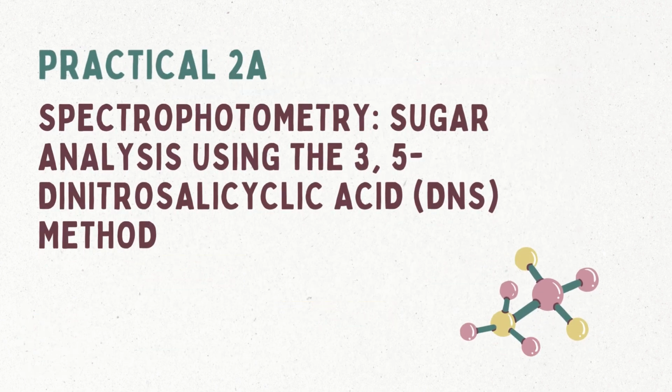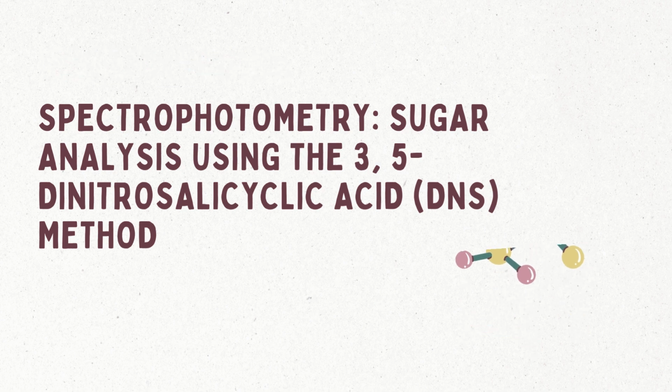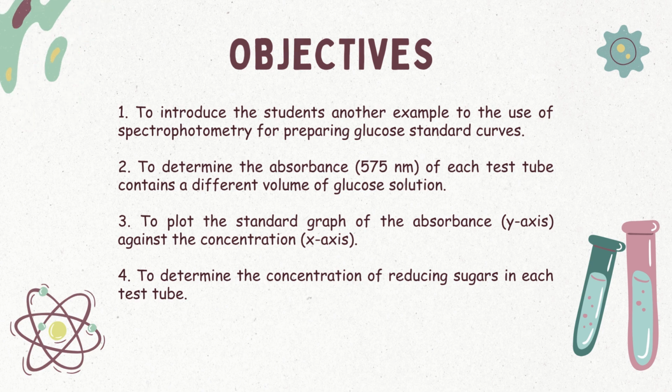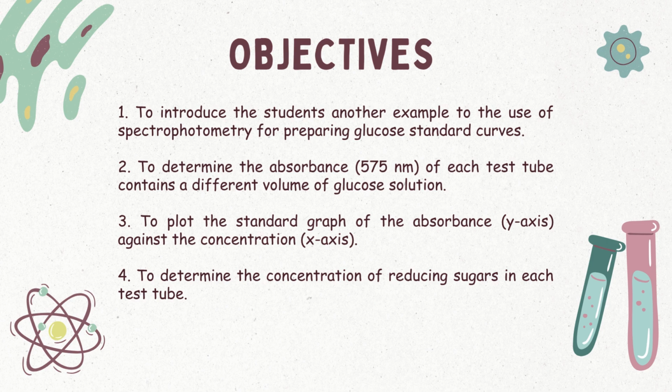This video is about Practical 2A, titled Spectrophotometry, Sugar Analysis using the 3,5-Dinitrosalicylic acid DNS method. The objectives of this experiment are to introduce the student to another example of the use of spectrophotometry for preparing a glucose standard curve. Second, to determine the absorbance of each test tube containing a different volume of glucose solution. Third, to plot the standard graph of the absorbance on the y-axis against the concentration on the x-axis. And the last objective is to determine the concentration of reducing sugars in each test tube.